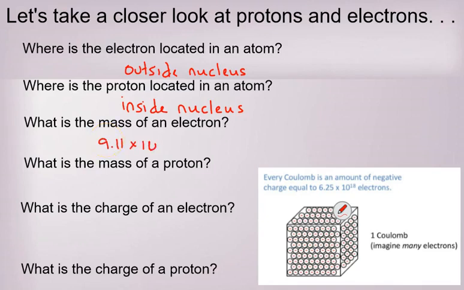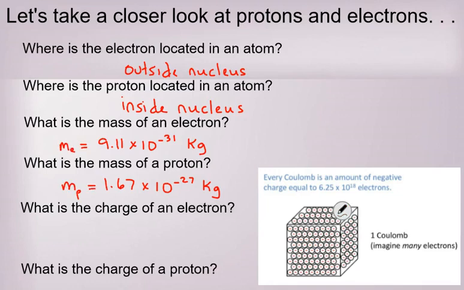There will be problems where you need to know the mass of an electron, which is 9.11 times 10 to the negative 31st kilograms. And you'll need to know the mass of a proton, which is 1.67 times 10 to the negative 27th kilograms. You're going to want to write down equations and constants on a separate sheet of paper so that you have easy access to them on tests and quizzes. So this is something I would put down: the mass of an electron and the mass of a proton.